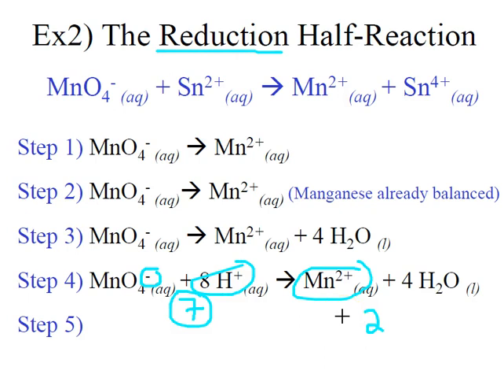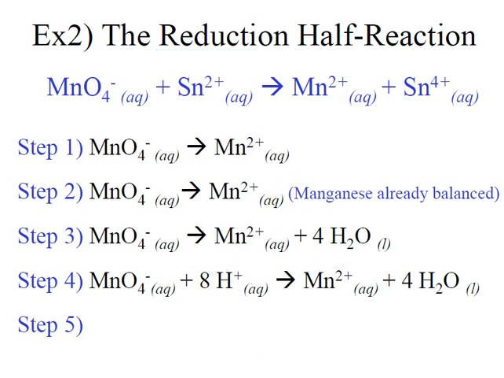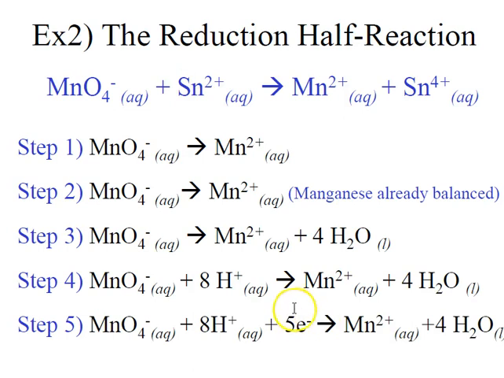I don't want it to be a 0 because the other side isn't 0 and I want the sides to be equal. So for the 7 to become a 2, I need 5 electrons, right? 7 minus 5 will give me 2. So I'm going to put in 5 electrons and you see them here. And that is the end of my reduction half reaction balancing.